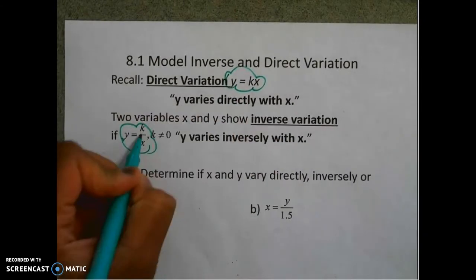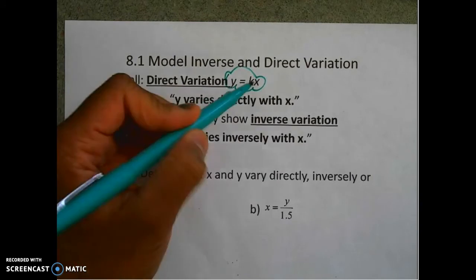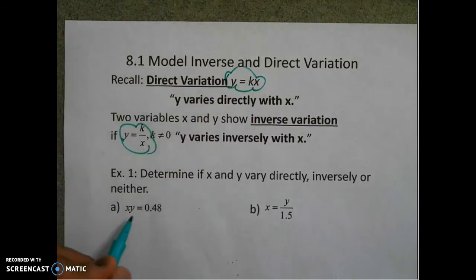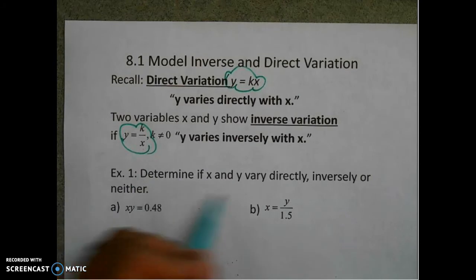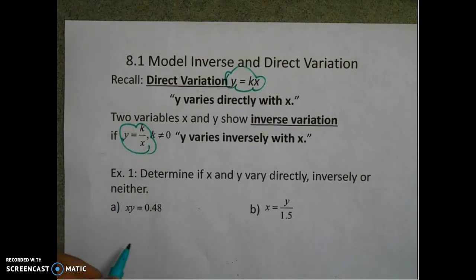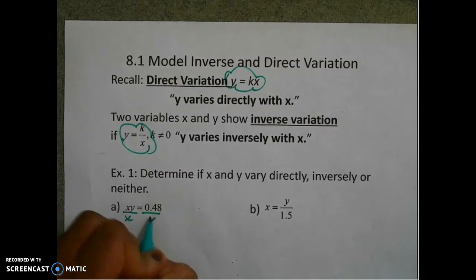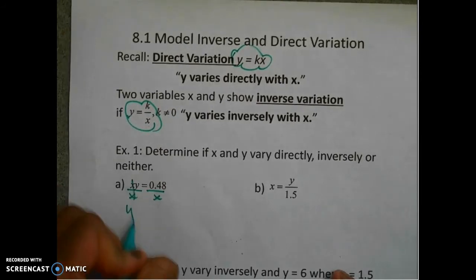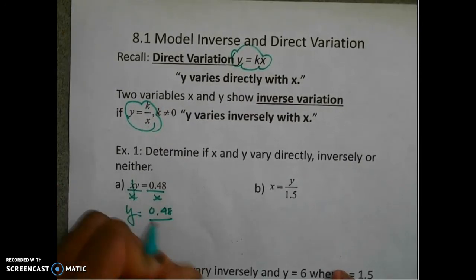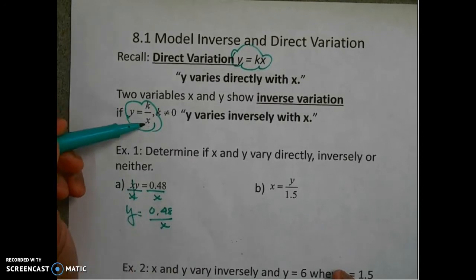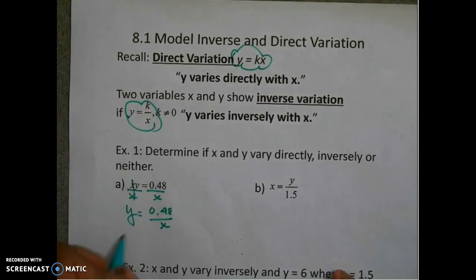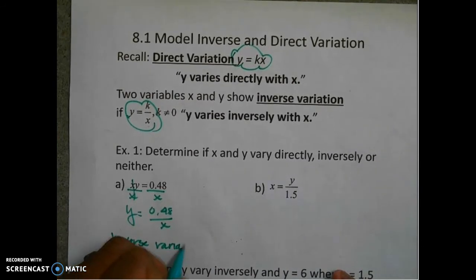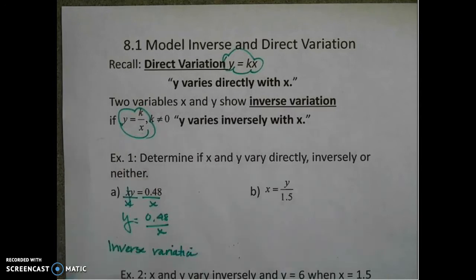Kx, and k divided by x for the inverse, which kind of makes sense because the inverse of multiplication would be division by x. Determine if x and y vary directly, inversely, or neither. In order to do these, I like to get the y by itself so that I can see exactly what's happening. So I'm going to divide both sides by x, and I get y is equal to 0.48 divided by x. If x is in the denominator, if it's dividing, then I'm going to call this one inverse variation. And my constant of variation would be 0.48. Not that they asked, a little extra for you.